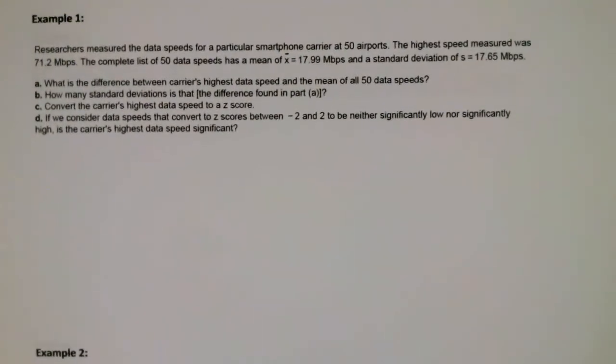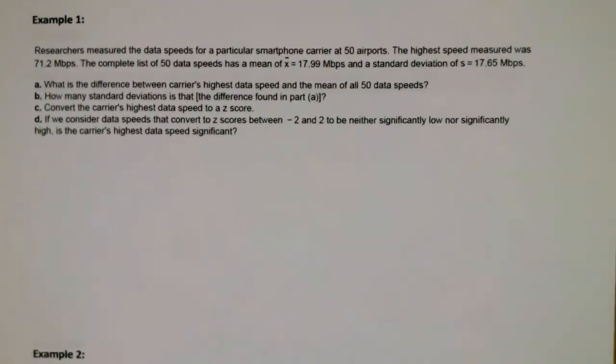So let's look at this first example related to z-scores. Researchers measured the data speeds for a particular smartphone carrier at 50 airports. The highest speed measured was 71.2 megabytes per second. The complete list of 50 data speeds has a mean of x bar equal to 17.99 megabytes per second and a standard deviation of s equal to 17.65 megabytes per second. So here we're going to answer parts A, B, C, and D.